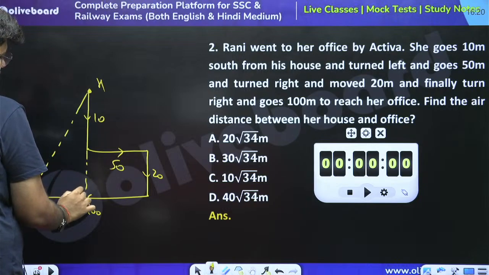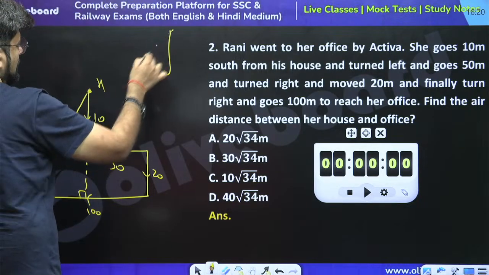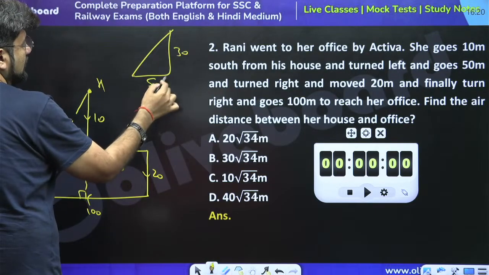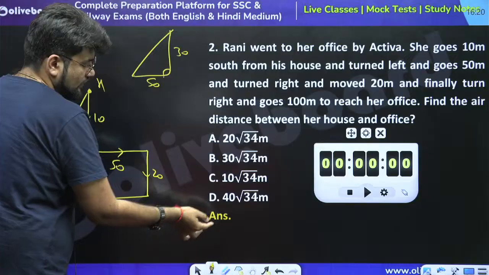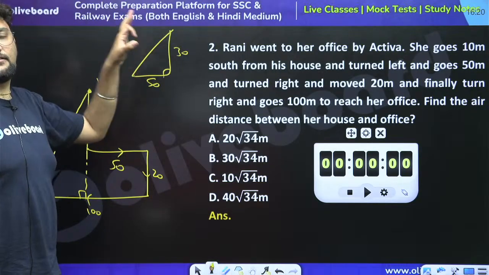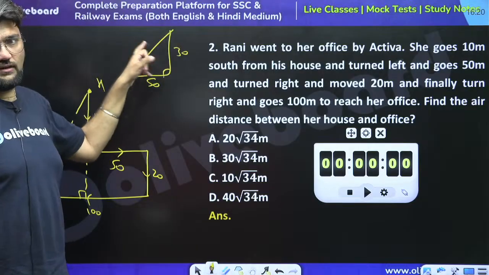Obviously you will join this. This will become a right angle triangle. 10 plus 20 is 30. And 100 minus 50 is 50. You're lucky that they don't have 40 here. Otherwise in a haste, a lot of people mark 40 as the answer. See, 3, 4, 5 is a triplet, but there 5 is the hypotenuse. So 50 has to be here only.